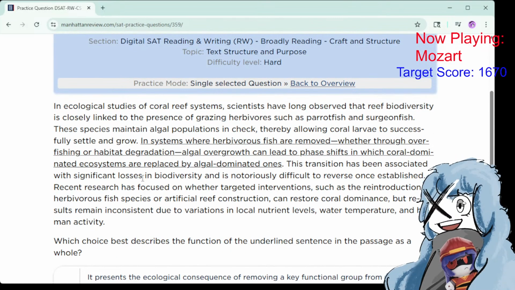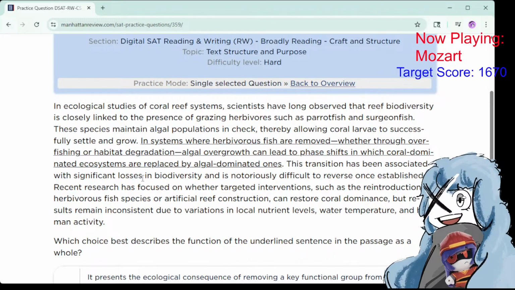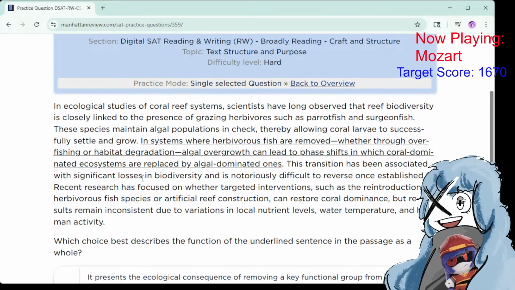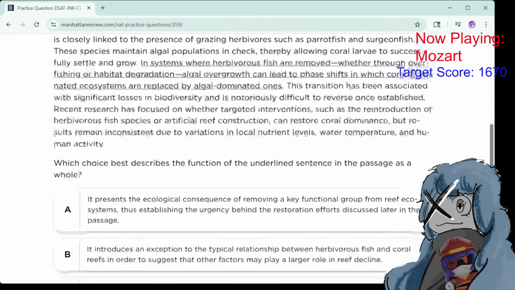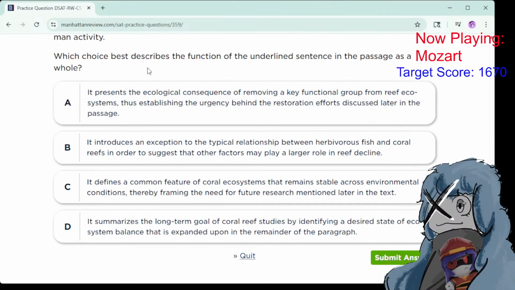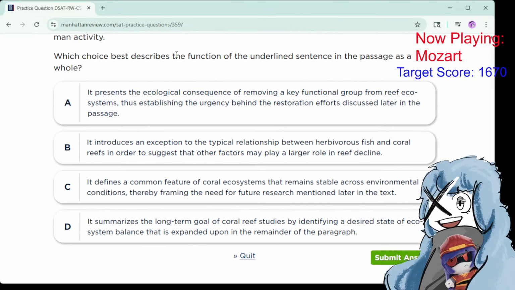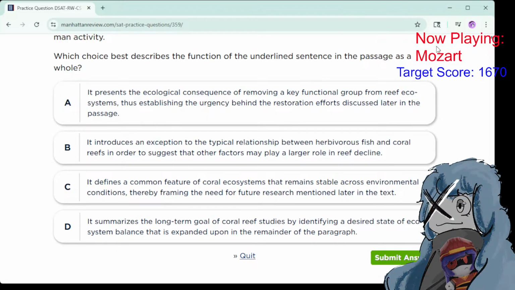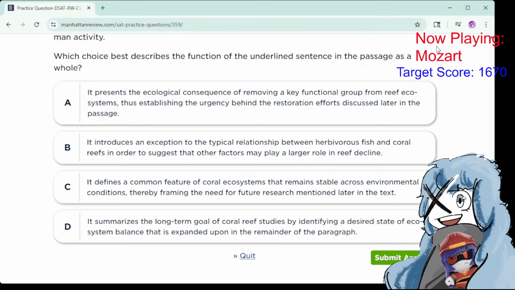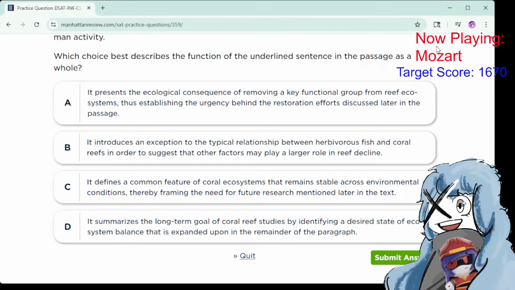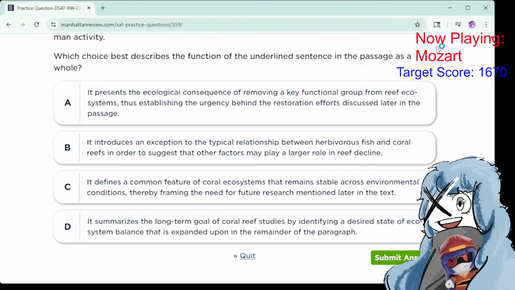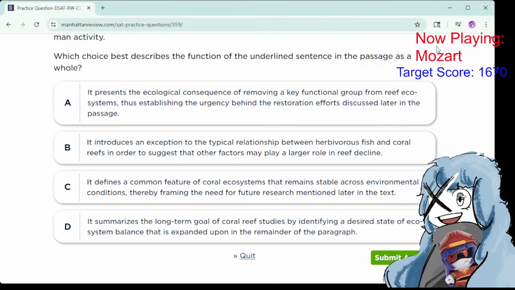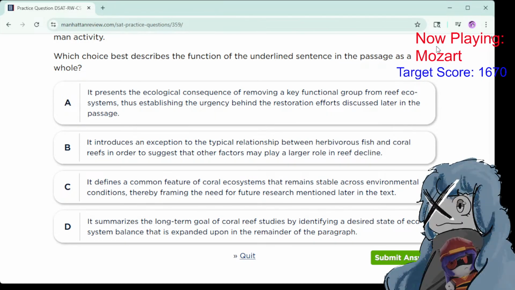The only one is obviously a cause and effect. You do this, the consequences of this. Which best describes the function of the underlined sentence in the passage as a whole? It presents the ecological consequences of removing a key functional group from coral reef ecosystems, thus definitely the urgency behind the restoration efforts discussed later in the passage. Basically, everything I said.